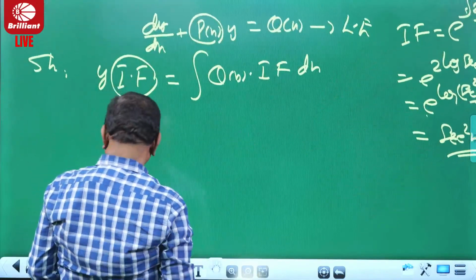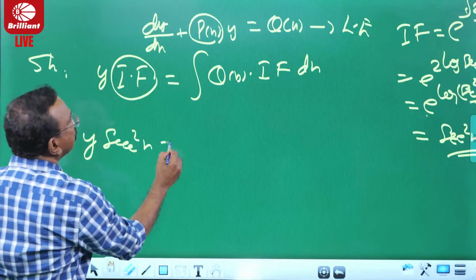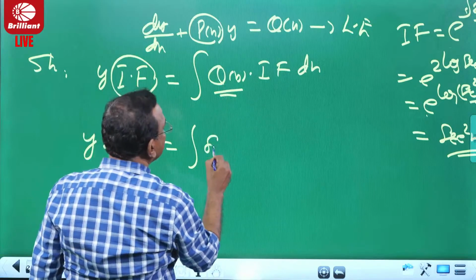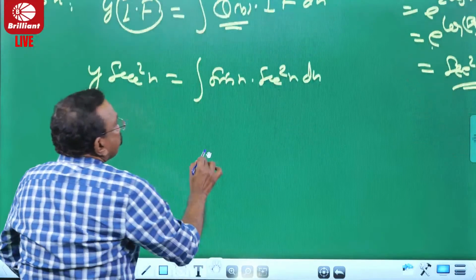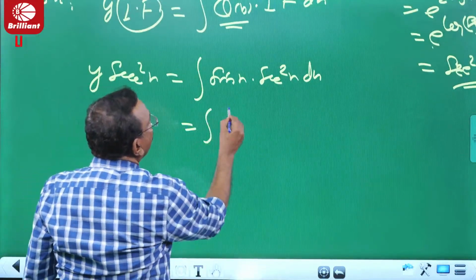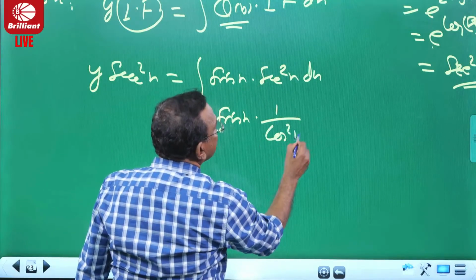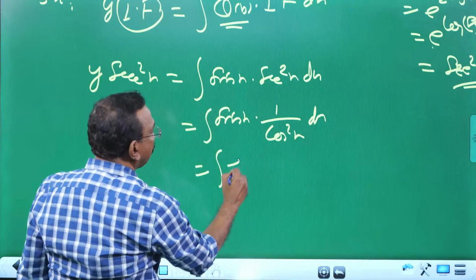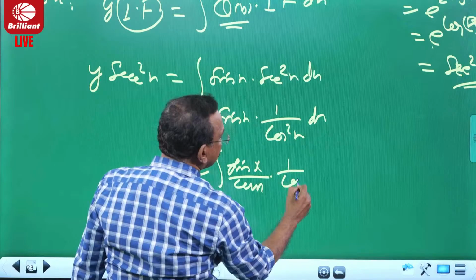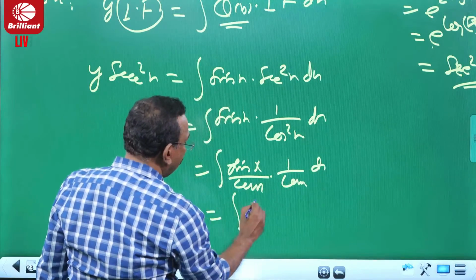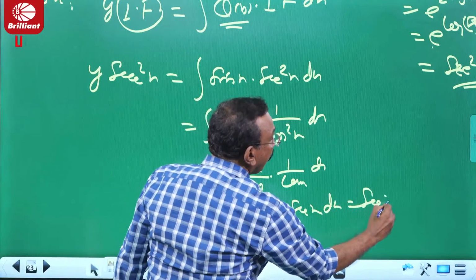Then you can see that multiplying by sec square x, this becomes y into sec square x is equal to the integral of q of x, which is sin x, into sec square x dx. So we can see this as the integral of sin x into secant x, which can be written as 1 by cos square x dx. That should be in the form sin x by cos x into 1 by cos x, which gives the answer as the integral of tan x into secant x dx. It is actually secant x plus c.